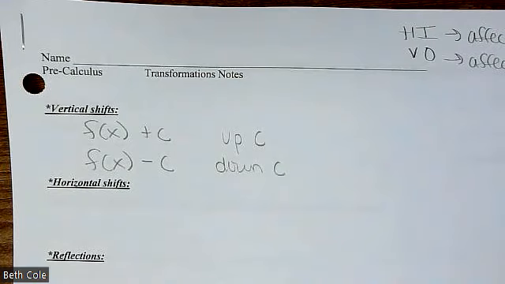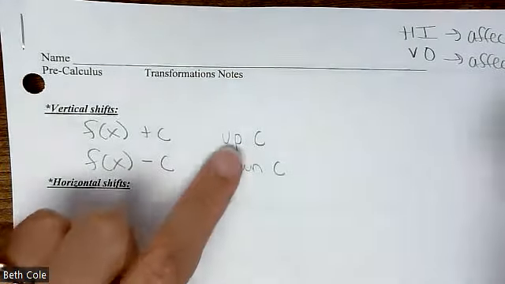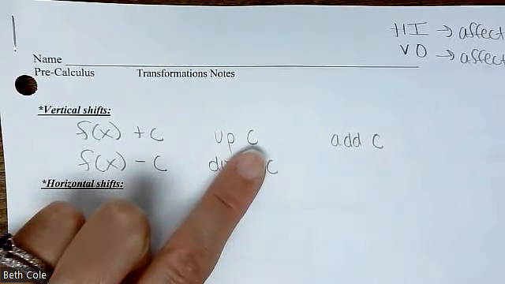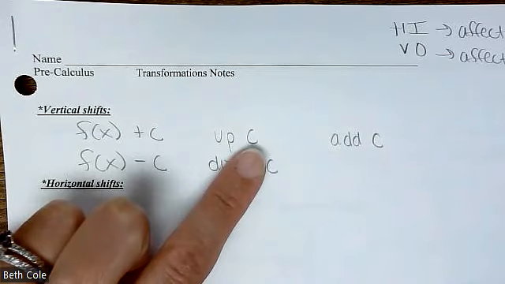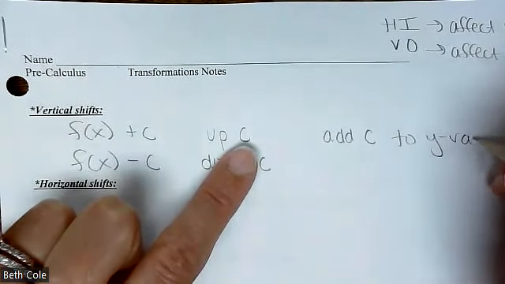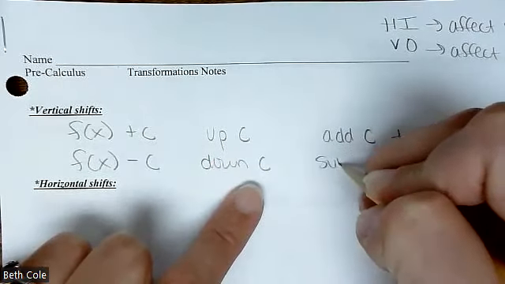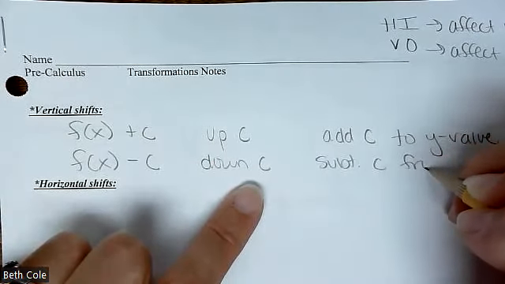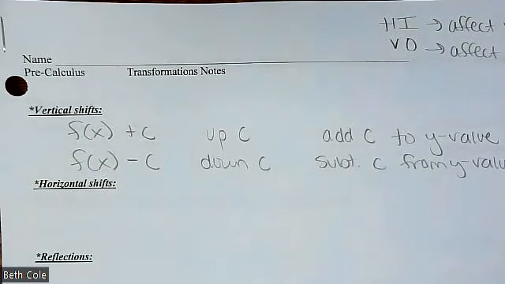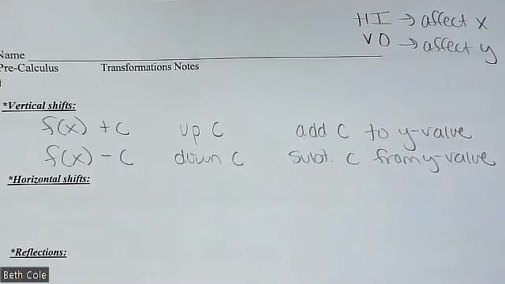And those would affect the Y values. So if you go up, you're going to add whatever that amount C is. Again, I know it's annoying when it's C. When we do an actual problem, it'll be a number. But you're going to add C to the Y value. And when you go down, you're going to subtract C from the Y value. But it's the Y value because it's outside of the function. All right, so outside affects Y, it's vertical.